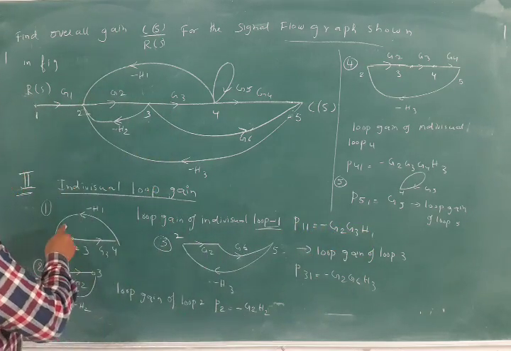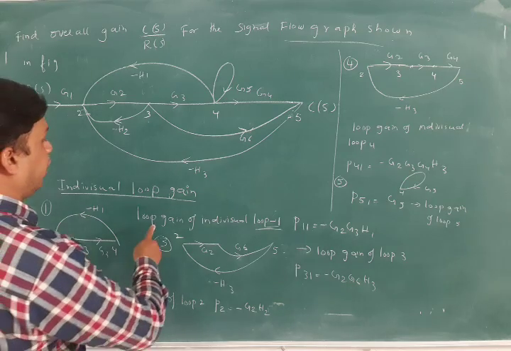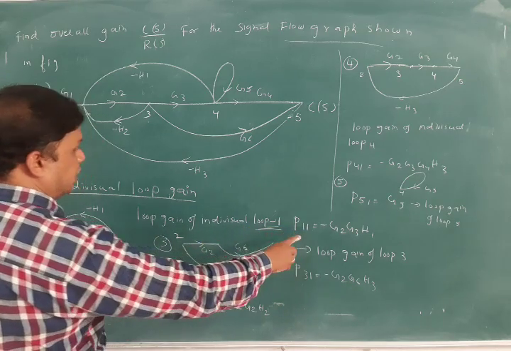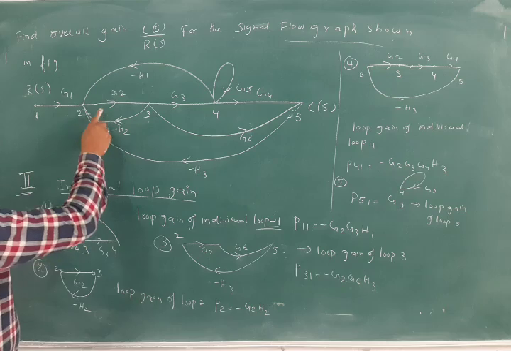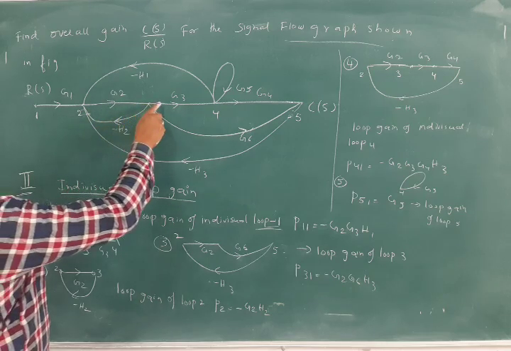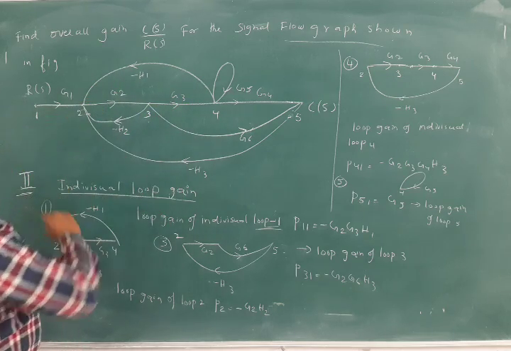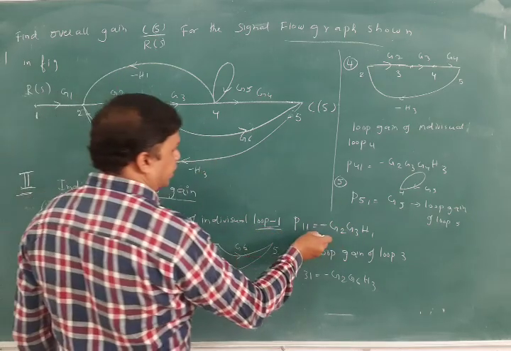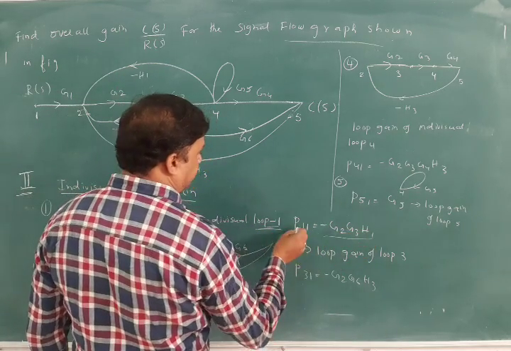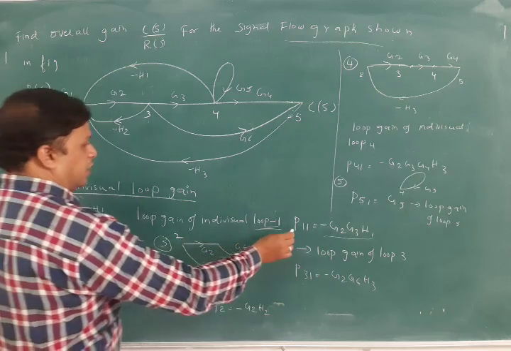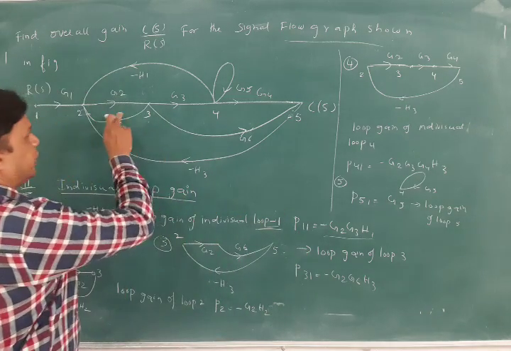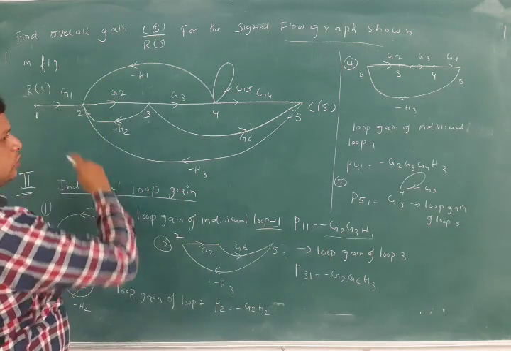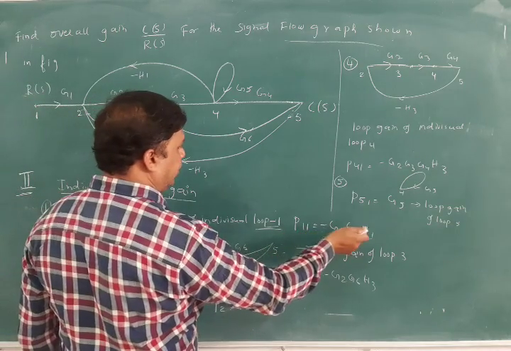Why? Because it is the first loop gain. First loop gain P11 is given as minus G2, G3, H1. Why are you taking the minus sign here? It is due to the minus H1. So the individual loop gain of this particular loop 1 is P11 equals G2, G3 into minus H1. So the product comes here: minus G2, G3, H1.